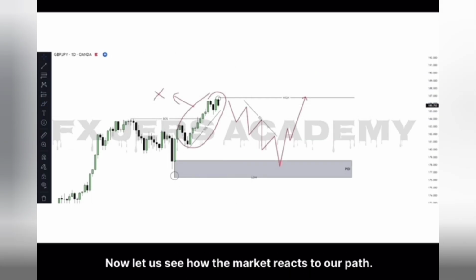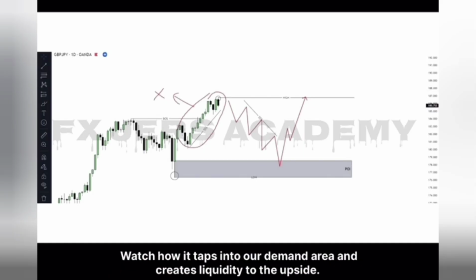Now let us see how the market reacts to our path. Watch how it taps into our demand area and creates liquidity to the upside.